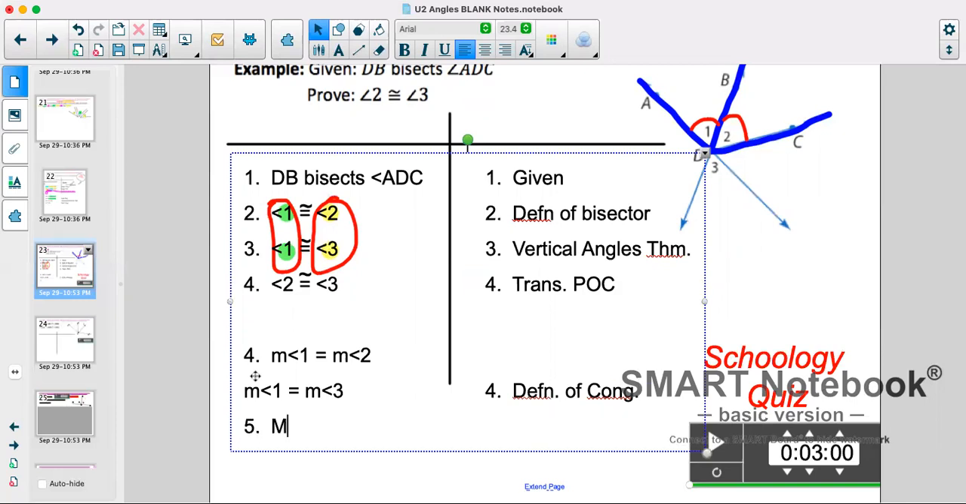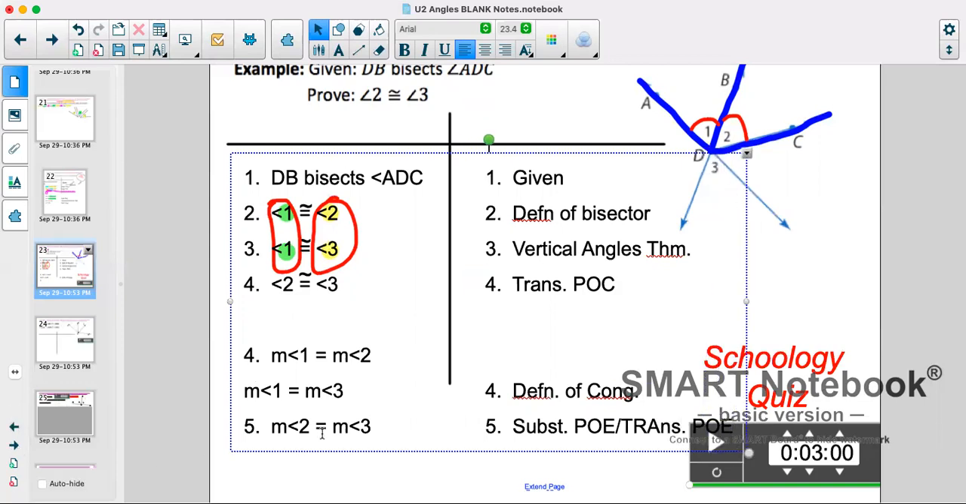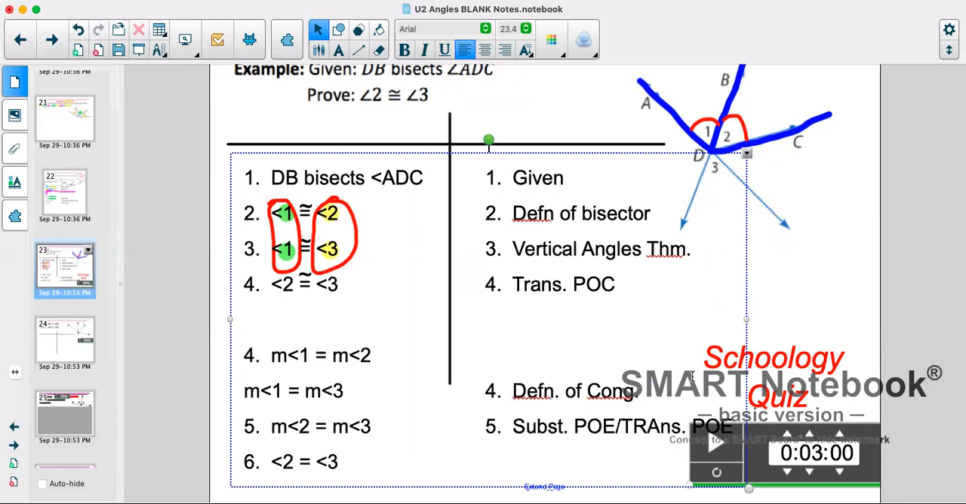Then I can say the measure of angle 2 equals the measure of angle 3. And I can say that that is by substitution, property of equality, or transitive property of equality. That's because I've converted them into equal statements. Then my last step would have to be angle 2 is congruent to angle 3. Why? Again, because of the definition of congruency.